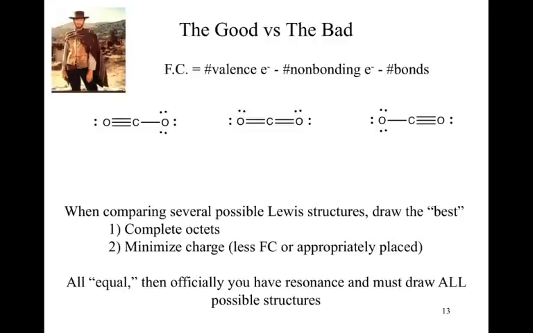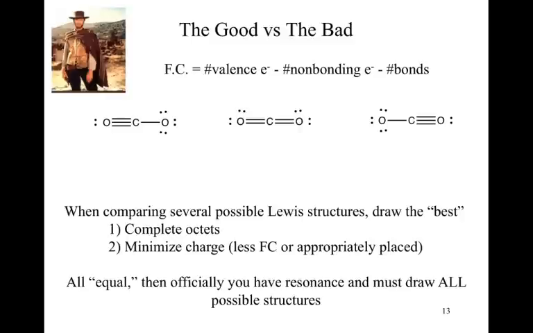After you've completed the octet, then you need to minimize charge. So, number 1 option, less formal charge across the molecule, okay? Or make sure the charge is appropriately placed. For instance, if I had a molecule where I could put a negative charge on oxygen or nitrogen, where should I put the negative charge? Hopefully you would say on the oxygen, and that's because oxygen is more electronegative than the nitrogen.